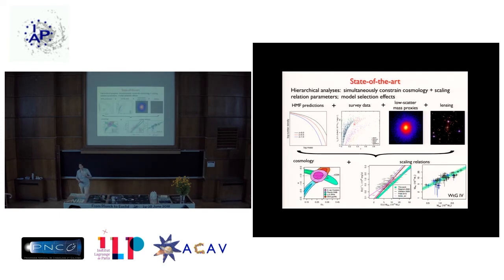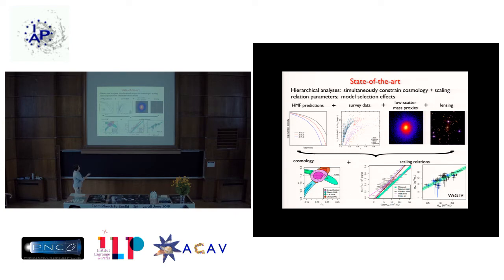Let me summarize what I think is the state of the art for cluster cosmology. What I set up is that the ideal case is you want to do a hierarchical model where you consistently model the scaling relations, including the mass observable relation, and the effect of cosmology on the measured number counts. So we need the predictions for the halo mass function. We need our survey data. We then need these low scatter mass proxies. Plus, we need lensing. We put all of this into a large inference framework, and out we get cosmology plus scaling relations, where this is the scaling relation between true mass and observable.